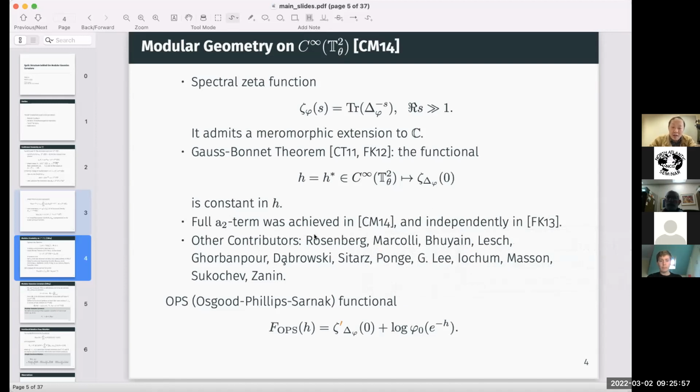And then later there are many other contributions from this list of authors. I apologize if I'm missing any names, I apologize for my ignorance. Here is a brief literature of this project.